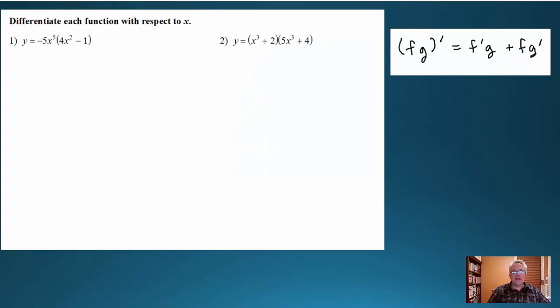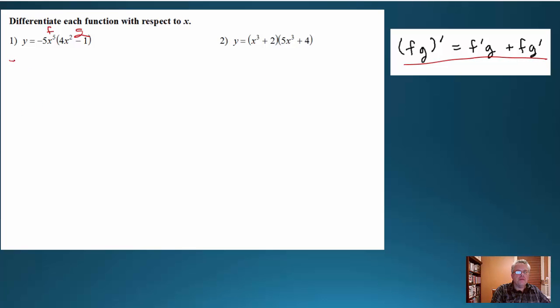Here are our first two examples. So in this first one, we can think of this as a product of two functions. Negative 5x to the fifth would be function f. And we're going to think of 4x squared minus 1 as function g. And I got the rule over here for the derivative.